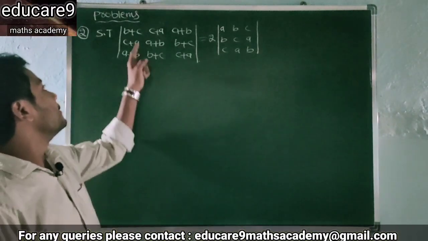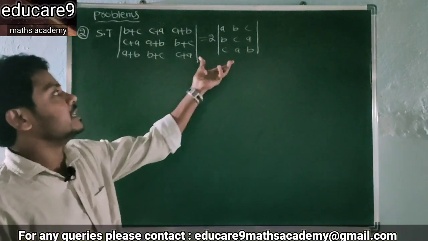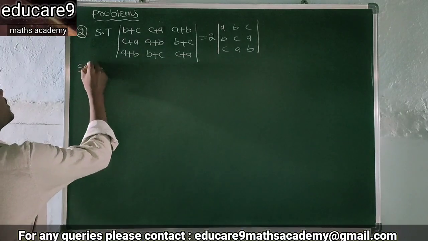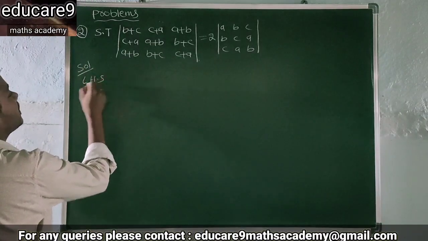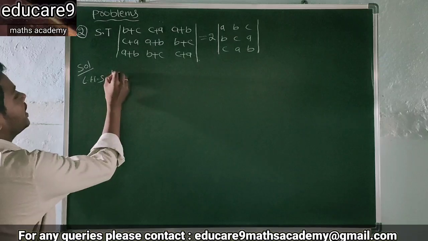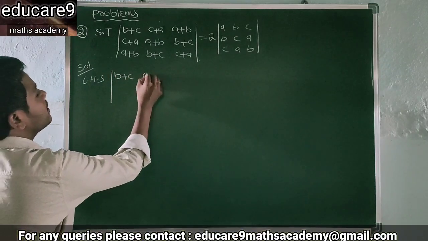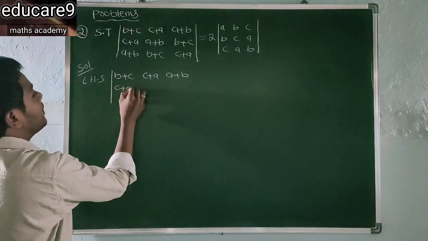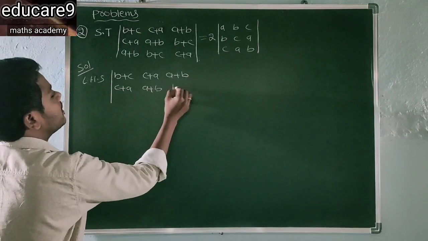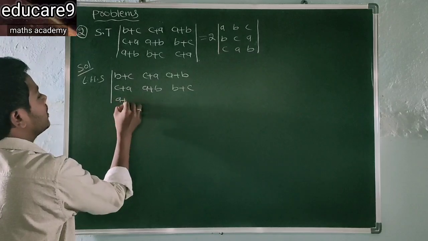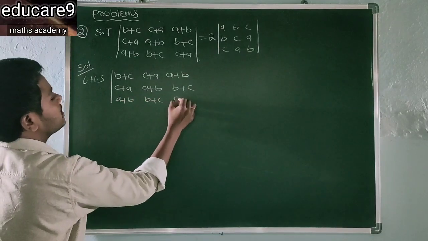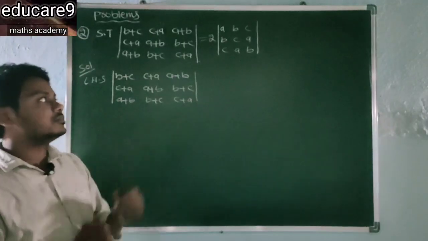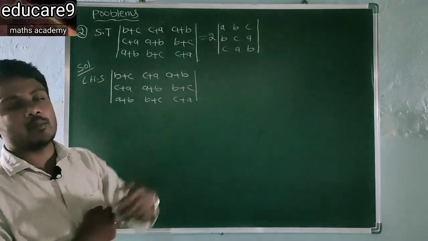Show that the determinant of this is 2 times this determinant. So consider the LHS. So what is LHS? Determinant of rows (b plus c, c plus a, a plus b), (c plus a, a plus b, b plus c), (a plus b, b plus c, c plus a). Now you have to show this value is 2 times this determinant.